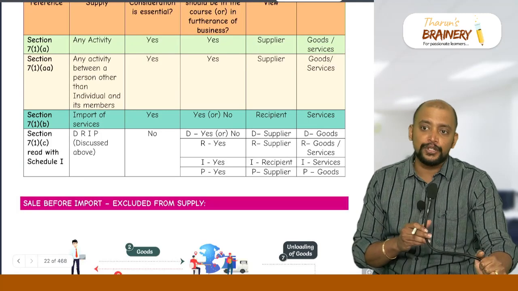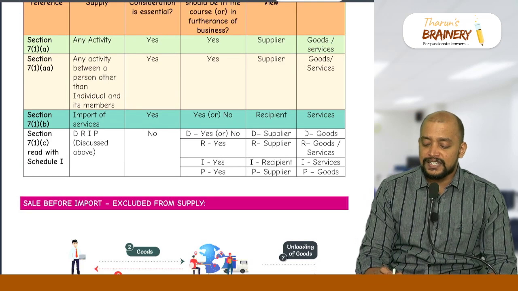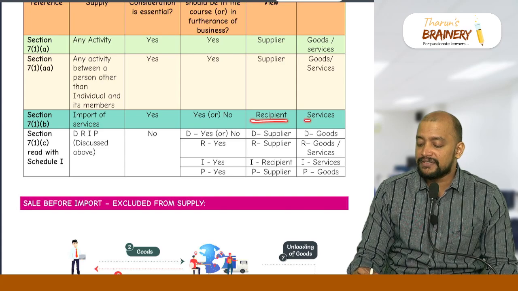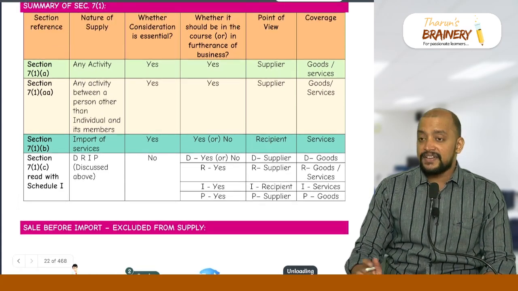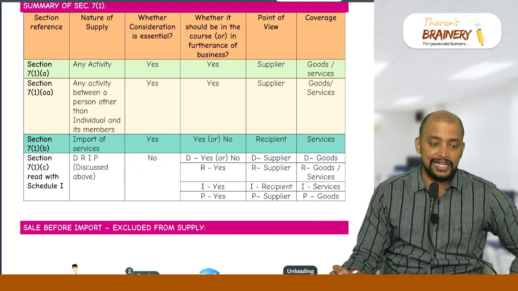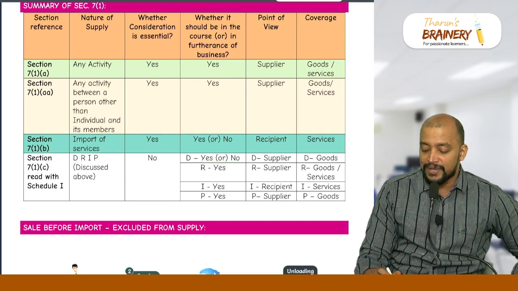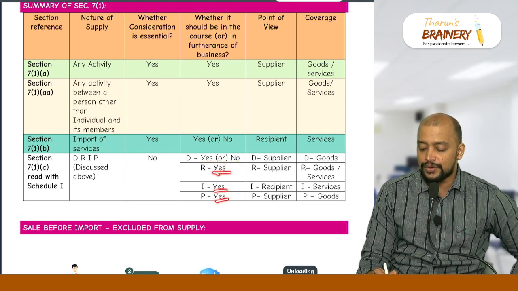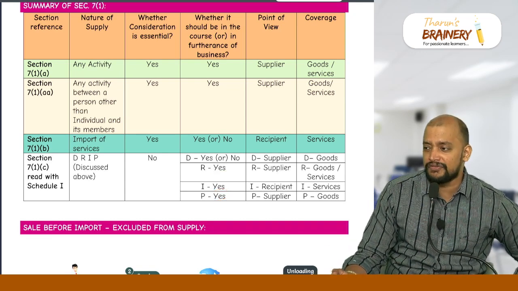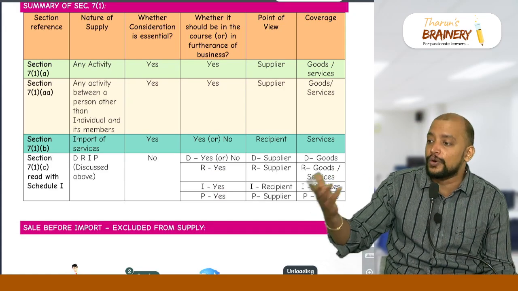7.1b, import of services. Consideration yes. Course or furtherance of business may or may not be. Point of view, recipient. Coverage is only services. Whereas in 7.1c, DRIP, in all these four cases consideration is not there. For D, whether or not in the course or furtherance of business, but in the other three cases it should be in the course or furtherance of business, and everything is from the supplier's point of view except import of services. Coverage: disposal of business asset. Business asset is what? Goods.